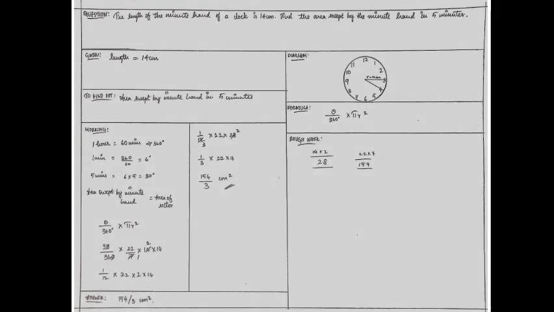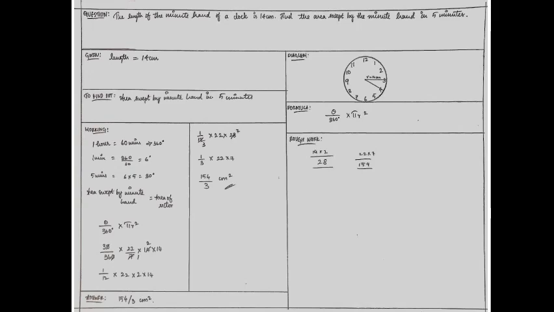Fifth question, the length of the minute hand of a clock is 14 centimeter. Find the area swept by the minute hand in 5 minutes. So they have given that the length is 14 centimeter and we have to find the area swept by the minute hand in 5 minutes. Time is also given as 5 minutes. 1 hour is equal to 60 minutes, which will give you 360 degree. So 1 minute is equal to 360 by 60, which will give you 6 degree. So in order to find 5 minutes, we'll multiply 6 into 5, which will give you 30 degree.